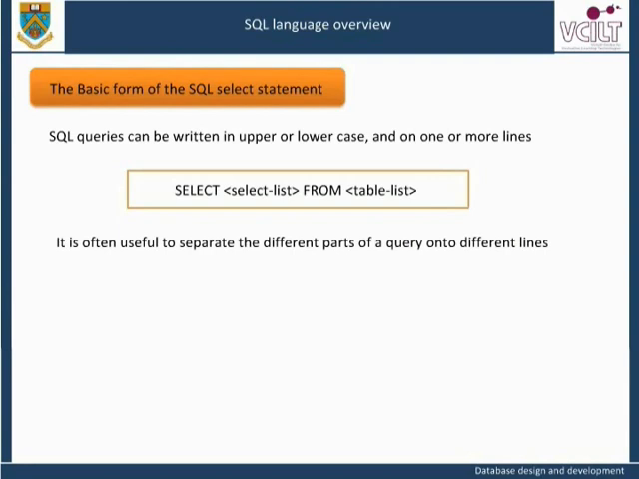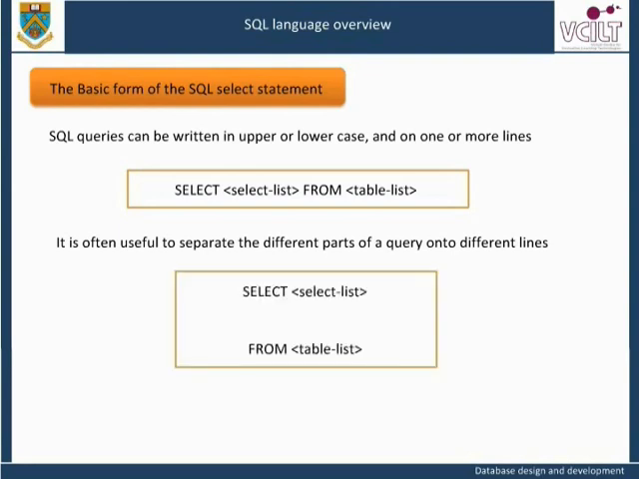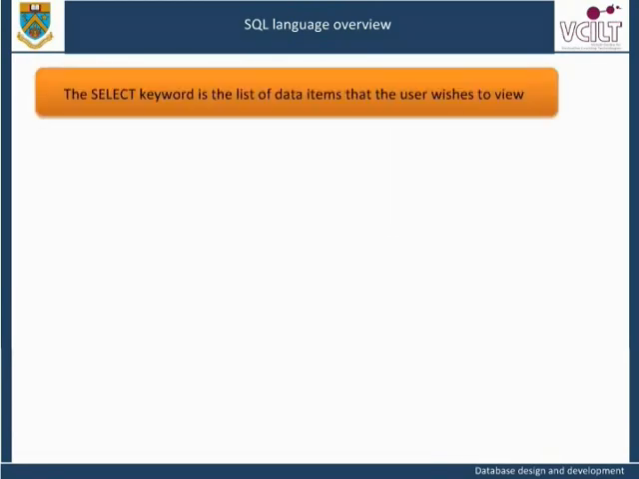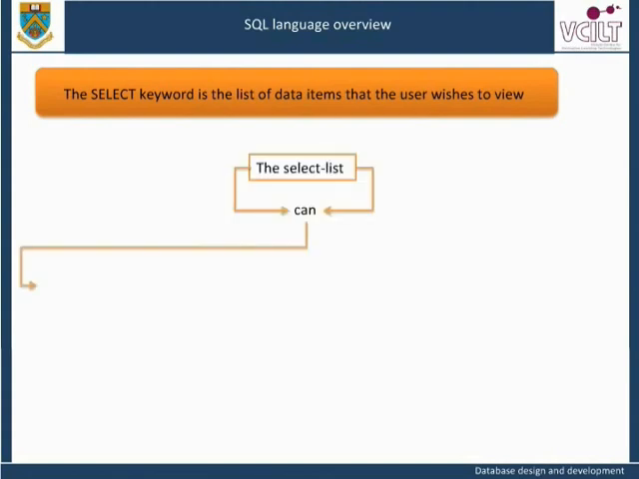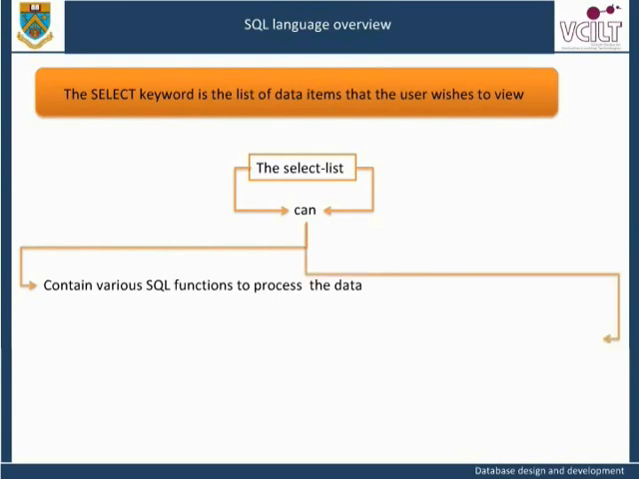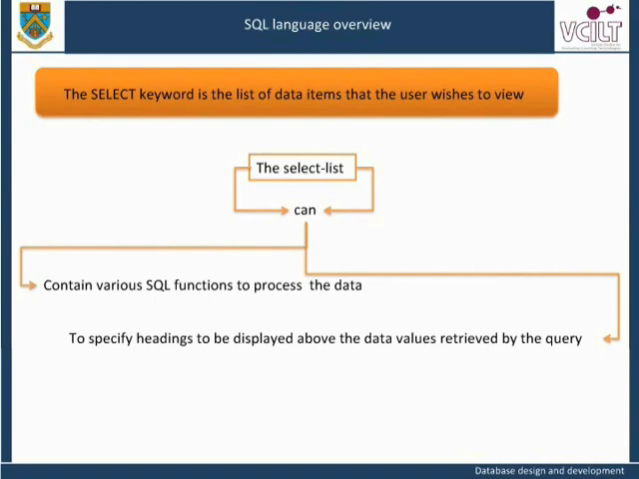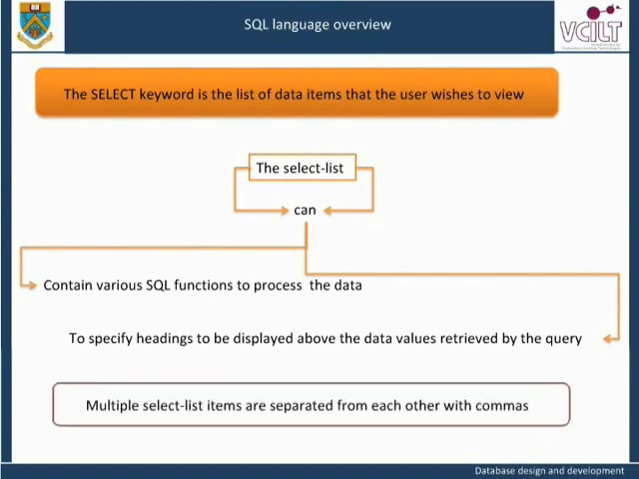It is often useful to separate the different parts of a query onto different lines, so we might write this again as select, select list from table list. Following the select keyword is the list of data items that a user wishes to view. This list is known as the select list. As well as listing the table columns to be retrieved by the query, the select list can also contain various SQL functions to process the data, for example, carry out calculations on it. The select list can also be used to specify headings to be displayed above the data values retrieved by the query. Multiple select list items are separated from each other with commas.